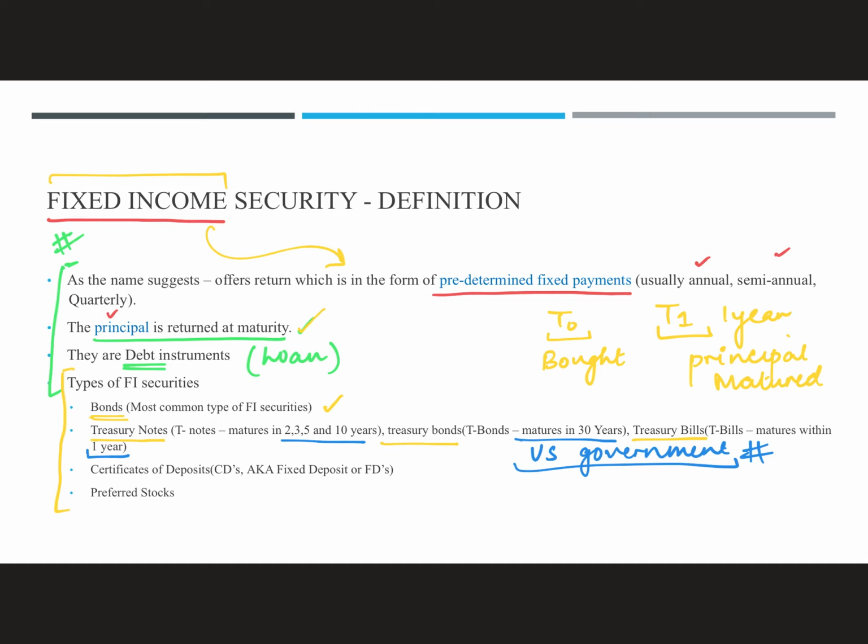Another type of fixed income security is certificates of deposit. I really like this type of fixed income security because it really helps us understand what a fixed income security is all about, and it's fairly common for a lot of consumers, or retail investors, like you and me, to have already invested in these fixed income securities. They are called certificates of deposit, or in some countries, such as India, they're called fixed deposits or FDs. So CDs or FDs. What happens in these certificates of deposit?